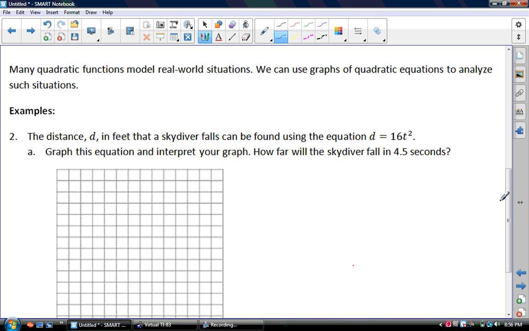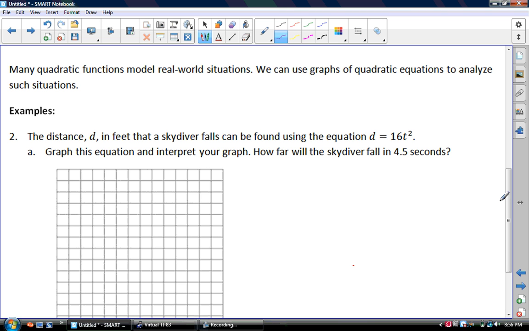Okay, so you should have graphed 3 equations, and you should have checked your answers on the calculator, so you should know at this point whether those are correct or not. So let's look at the last part of your notes. It says, many quadratic functions model real-world situations. We can use graphs of quadratic equations to analyze such situations.